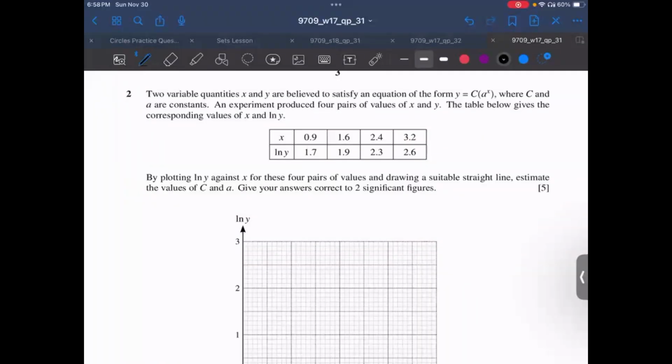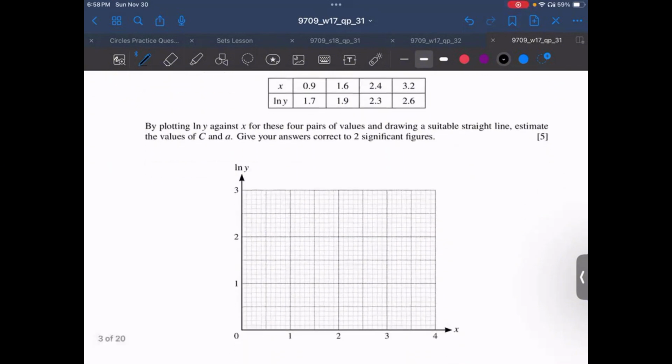In question 2, it says two variable quantities x and y are believed to satisfy an equation in the form y = c·aˣ. An experiment produced four pairs of values that are given in the table below. By plotting ln y against x for these four pairs of values, you have to draw a suitable straight line and then estimate the values of c and a.